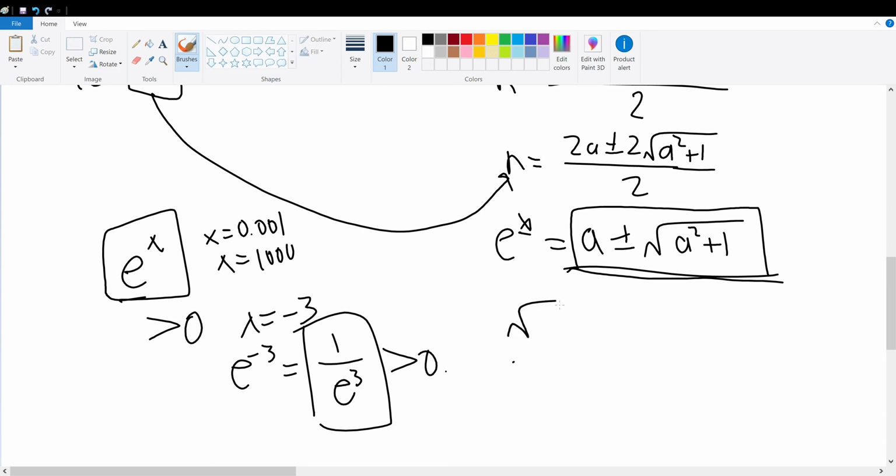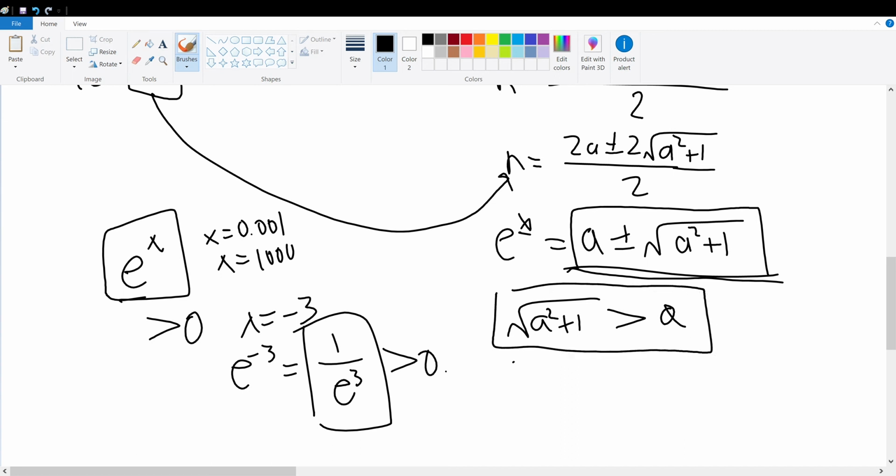Remember, the square root of a squared plus 1 is greater than a. It could be negative or positive. The square root of a squared plus 1 will always be greater than a. Therefore, we cannot have the minus sign within a plus minus the square root of a squared plus 1, because if we keep the minus sign, this will not be true. It will be a false equation. So e to the x will be equal to a plus the square root of a squared plus 1, not minus.